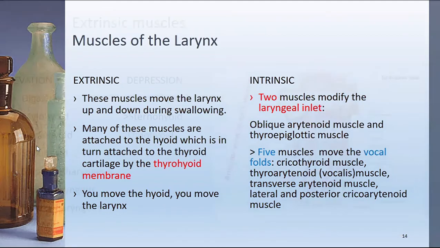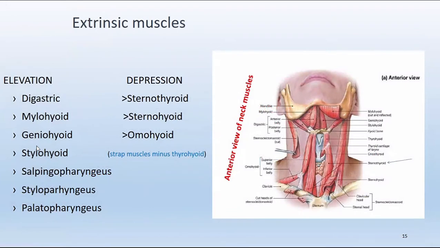Now for the extrinsic muscles, we have 10 muscles: seven for elevation, three for depression. So we have the digastric. If you can see the image, just review the image later on. These pictures I got from Netter. If you have the Netter book or ebook, you can review it later, or you can review this lecture later. For the digastric, we have the anterior belly, if you can see my arrow, and the posterior belly.